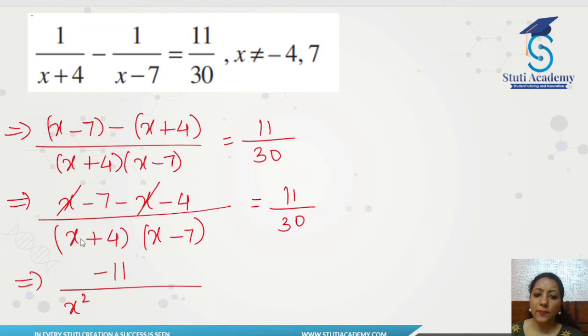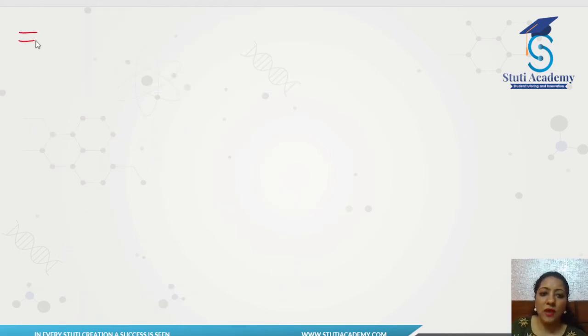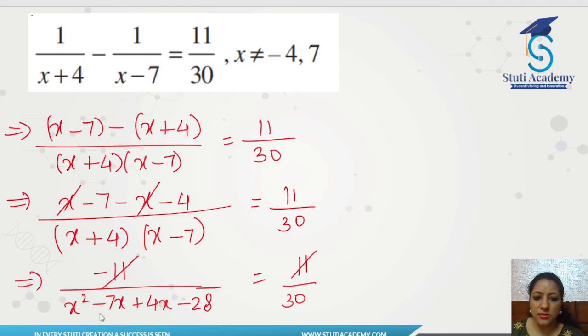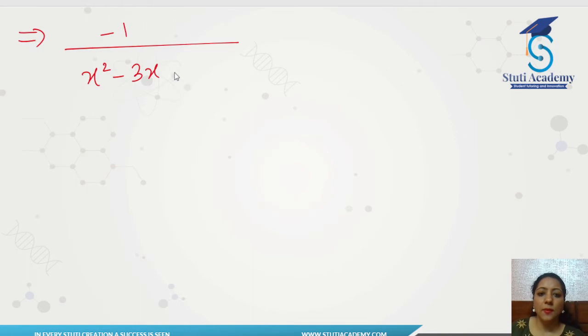We'll get x square minus 7x plus 4x minus 28 equal to 11 upon 30. We can cancel out this 11 and 11 and we'll be just left with minus 1 here. So we have minus 1 upon x square minus 3x minus 28 equal to 1 upon 30. Please notice, from this step I have combined the terms, so it's minus 3x, and minus 28 I've just written as it is.